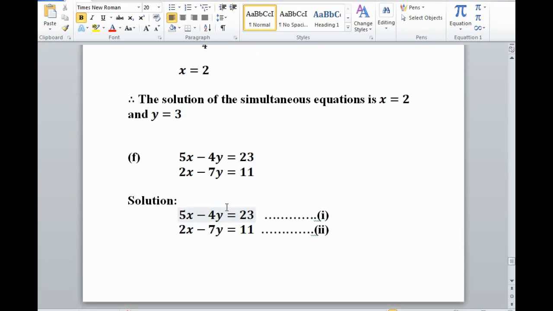Last part from this question number 3. Two linear equations: 5x minus 4y equals 23, 2x minus 7y equals 11.